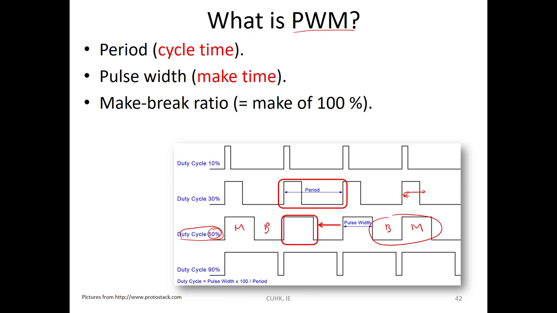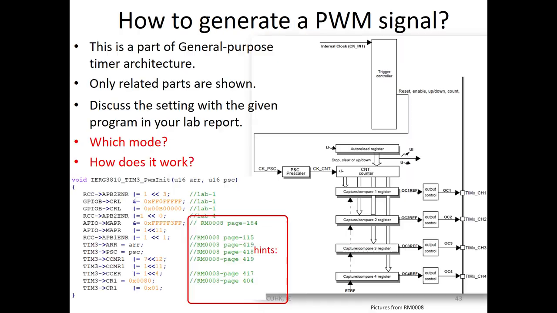Then you can change the ratio, and you can actually change the effective energy or power. So you can use this energy to drive a motor or LED or something like that. Now, to set the PWM in your program, we use the counter value. At this time, we will not use the interrupt generator. Then we control the output, drive make or drive break, output 1 or output 0.